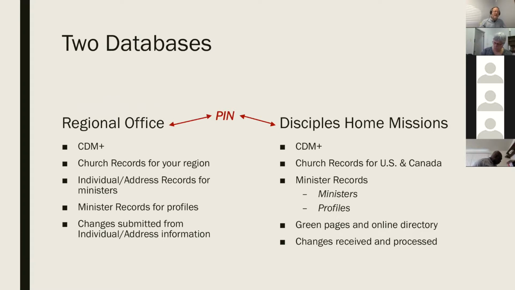So that's a difference that we see. The changes from the regional office are submitted out of this individual and address information. The general database then receives and processes those changes. So there's a difference there. But what's in that general database provides the input for the printed green pages in the yearbook and directory, as well as the online ministers directory. The ministers directory has evolved in the last 2 years to not just be a static once-a-year document that gets printed, but living real-time information as well.